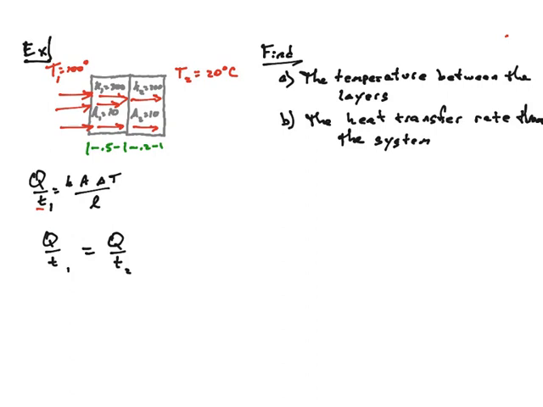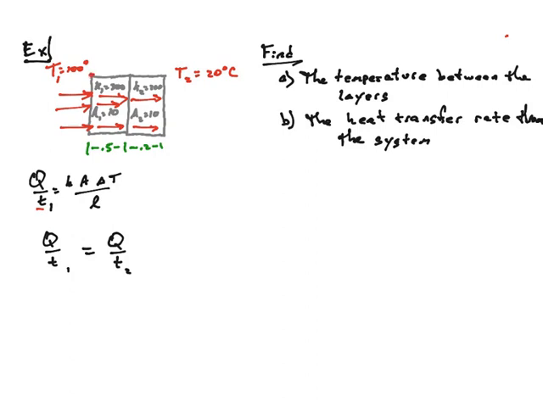But in order to do it, notice what I have to do. If I'm going to do, let's say, Q over T1, what do I need? I need K. Well, I know that. I need A. Well, I know A. That's 10. And I need delta T.